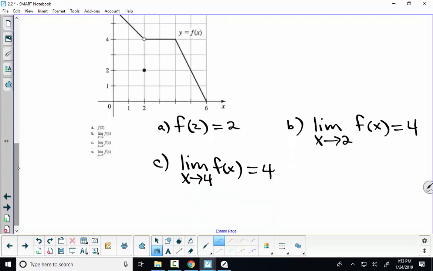And the limit as x approaches 5. Yeah, here's 5 right here. We're approaching this value. Questions on that?